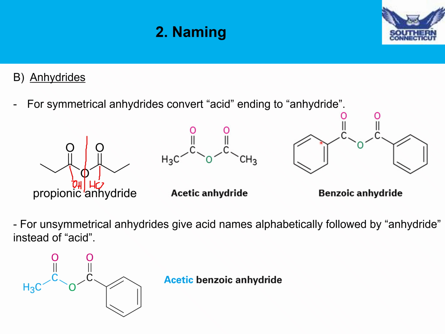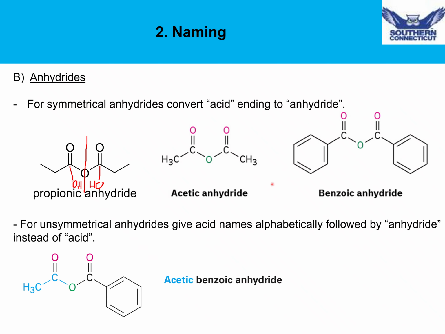So in order to name unsymmetrical anhydrides, we give the names of the two carboxylic acid compounds hidden within that anhydride, and we ignore the acid part. We replace that with anhydride. The two carboxylic acid names will be named in alphabetical order.